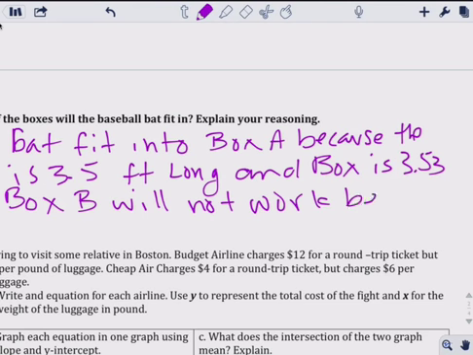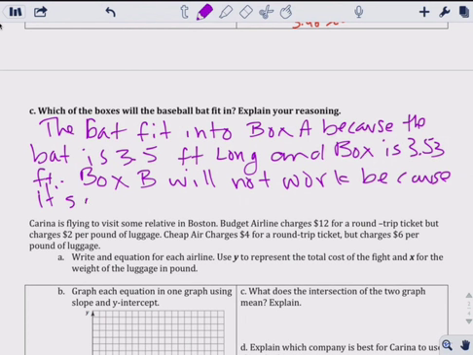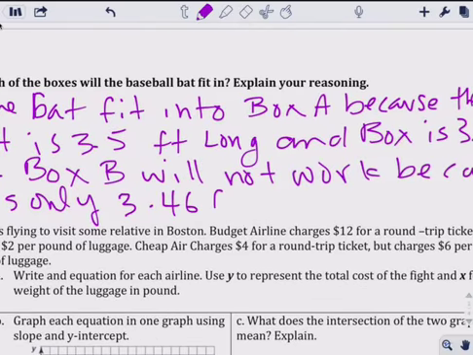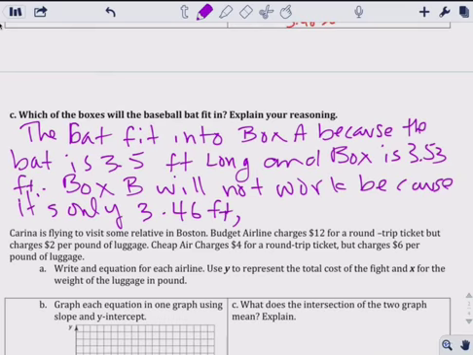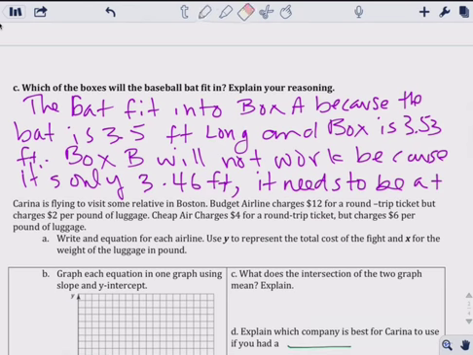Because it's only 3.46 feet. It needs to be at least 3.5 feet. I'll just leave it like that. I hate writing too much anyways, because we know it won't work, because the bat is 3.5 feet.